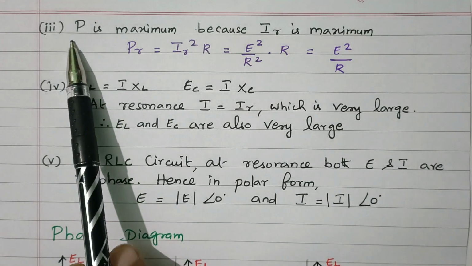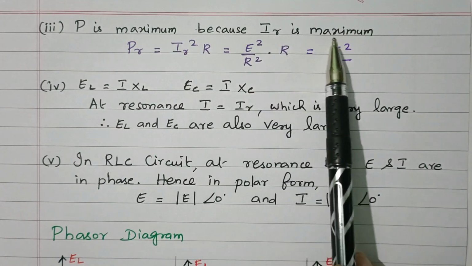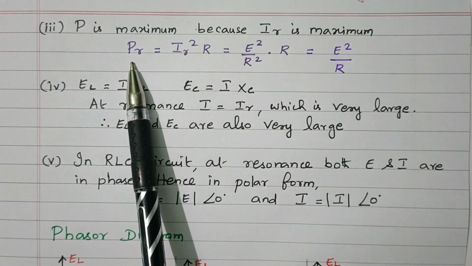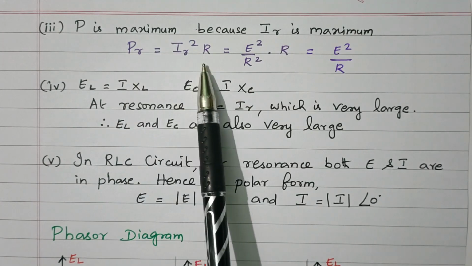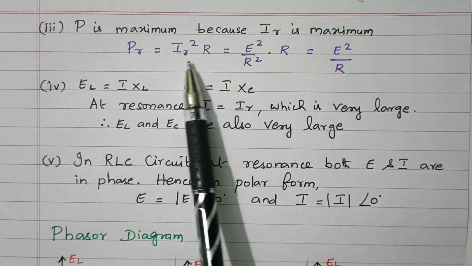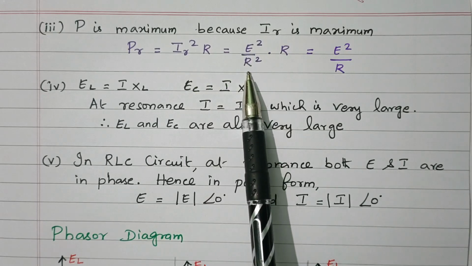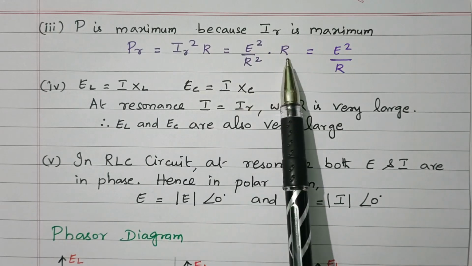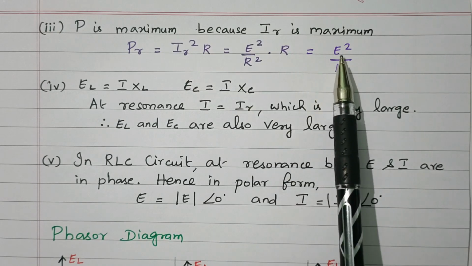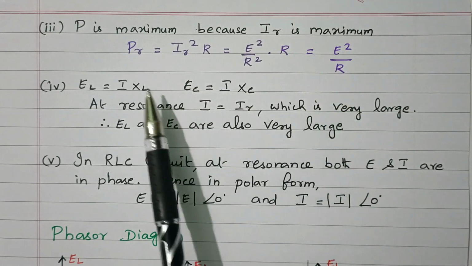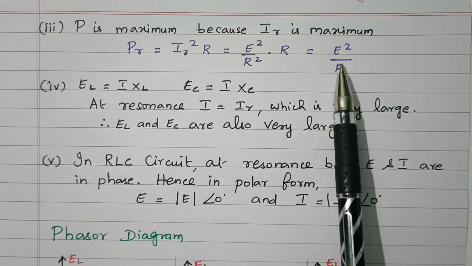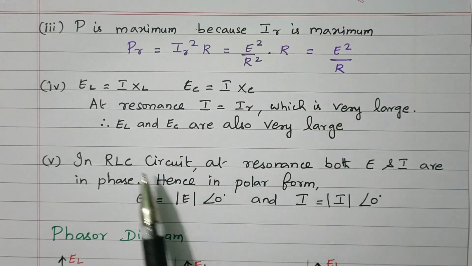The third one is power is maximum, because IR is maximum. So the power at resonance PR is given as IR square into R. That is, IR can be written as E by R, so E square by R square, into R. So R square and R got cancelled, giving E square by R. The power is maximum. The maximum power is given as E square by R.